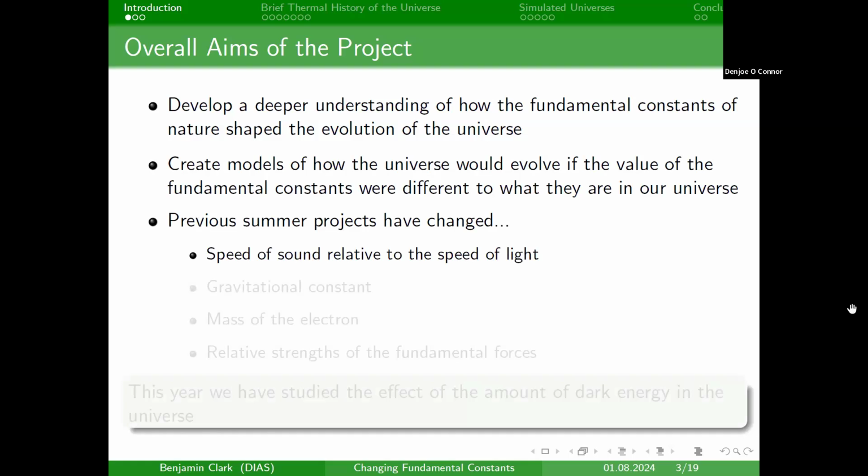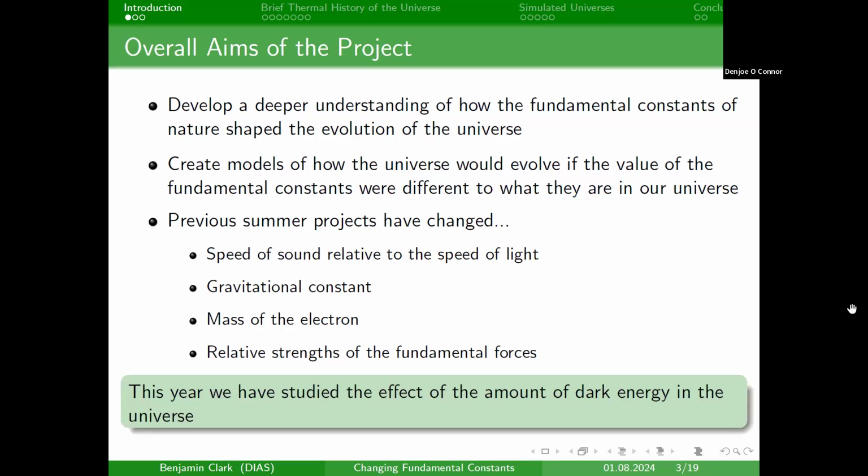So previously, summer projects have looked at changing the speed of sound relative to the speed of light, as well as just looking at the speed of sound itself and changing that. They've also looked at changing the gravitational constant, the mass of the electron, and the relative strength of the fundamental forces. So this year, we've studied the effect of the amount of dark energy in the universe. So that ties in with the cosmological constant.